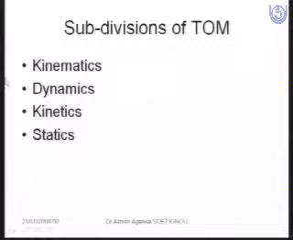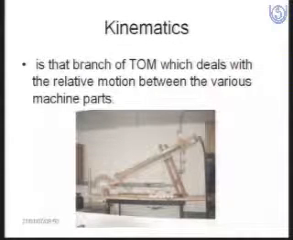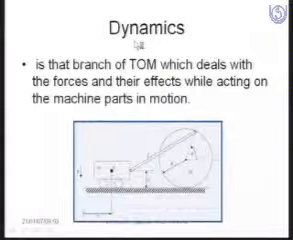Now, if we divide the theory of machines into different subjects from the point of view of study, the first is kinematics, the second is dynamics, the third is kinetics, and the fourth is statics. We will first take up these subdivisions and their actual meaning. What is kinematics? It is the branch of TOM which deals with the relative motion between the various machine parts. For example, taking this, the relative motion between the parts is dealt with in kinematics.